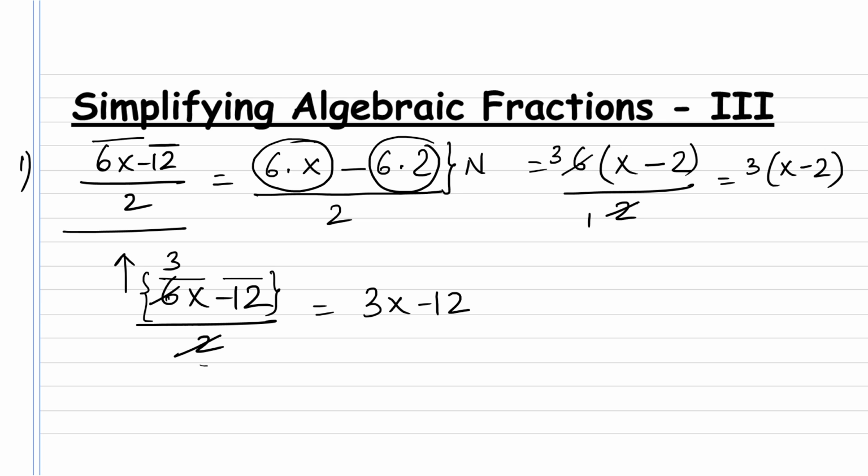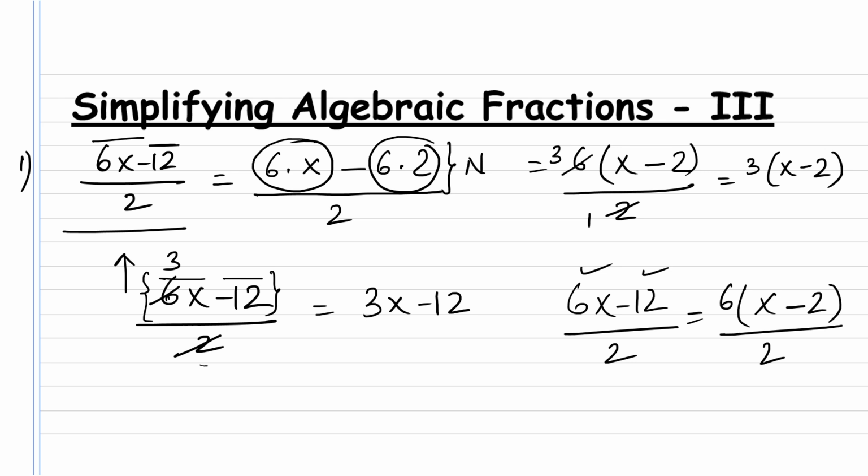So the strategy is to take out the common factor from the numerator, 6x minus 12 divided by 2. Take out 6 common because that's the common factor of both terms in the numerator. What is left? x, and from 12, 6 times 2 is 12, so 6 is out and 2 is left. Now you divide this 6 by 2, which gives you 3. So your answer is 3 times x minus 2.